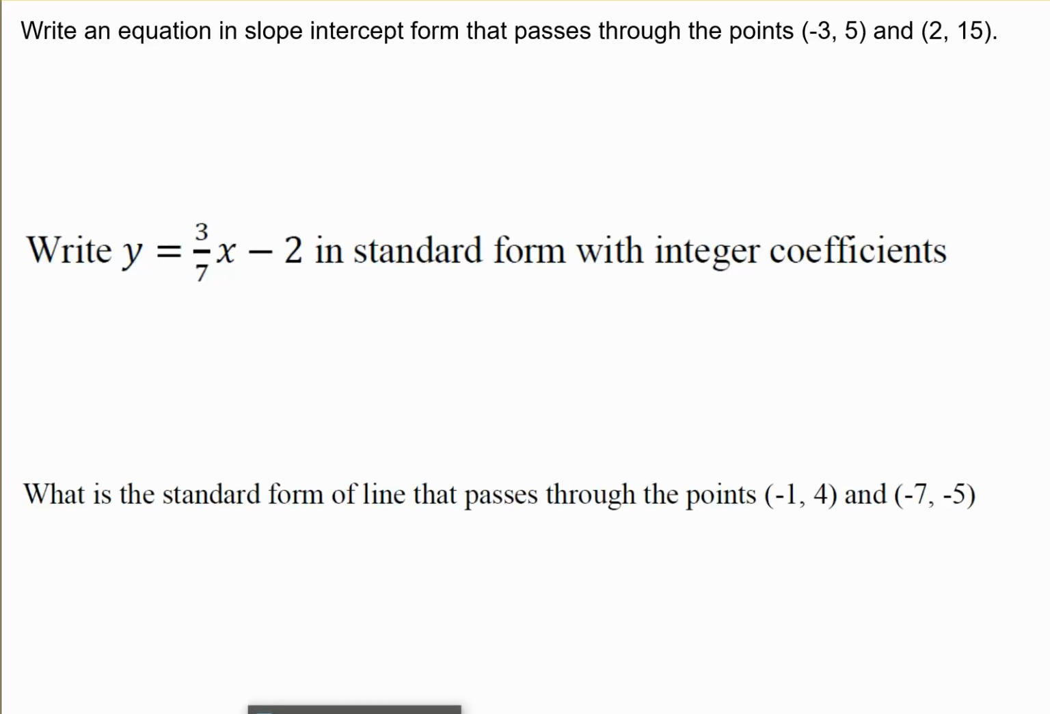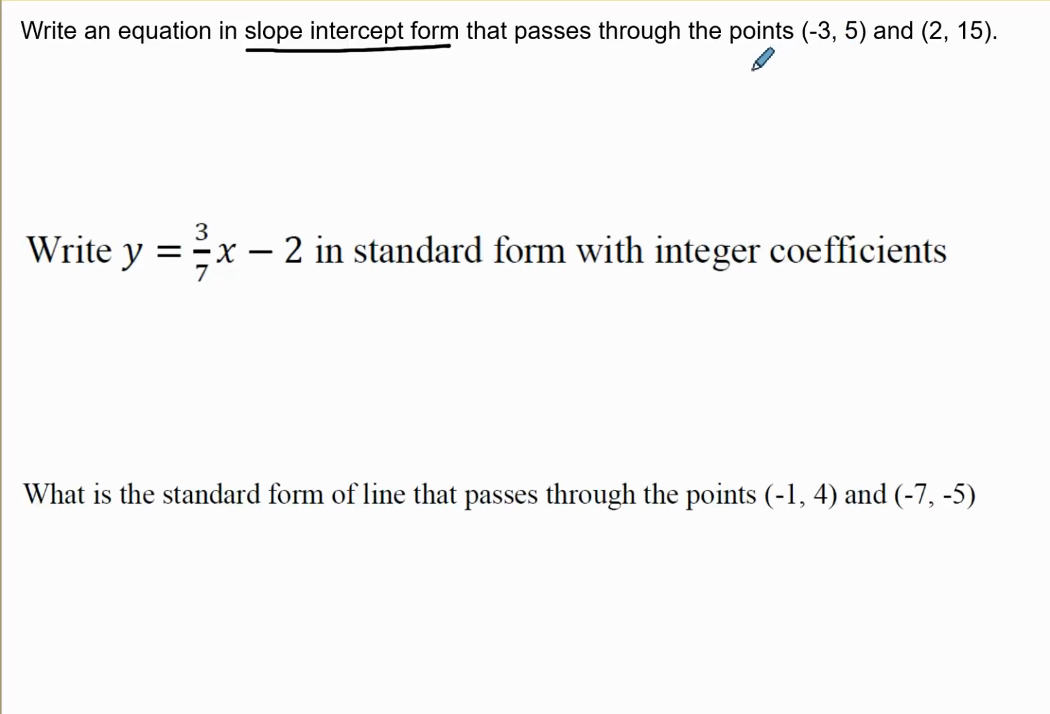Write an equation in slope-intercept form that passes through the points -3, 5, and 2, 15. So, writing these equations, first we want it in slope-intercept form, except slope-intercept form is difficult to go from these 2 points. So let's put them in point-slope form and then move them to slope-intercept form.